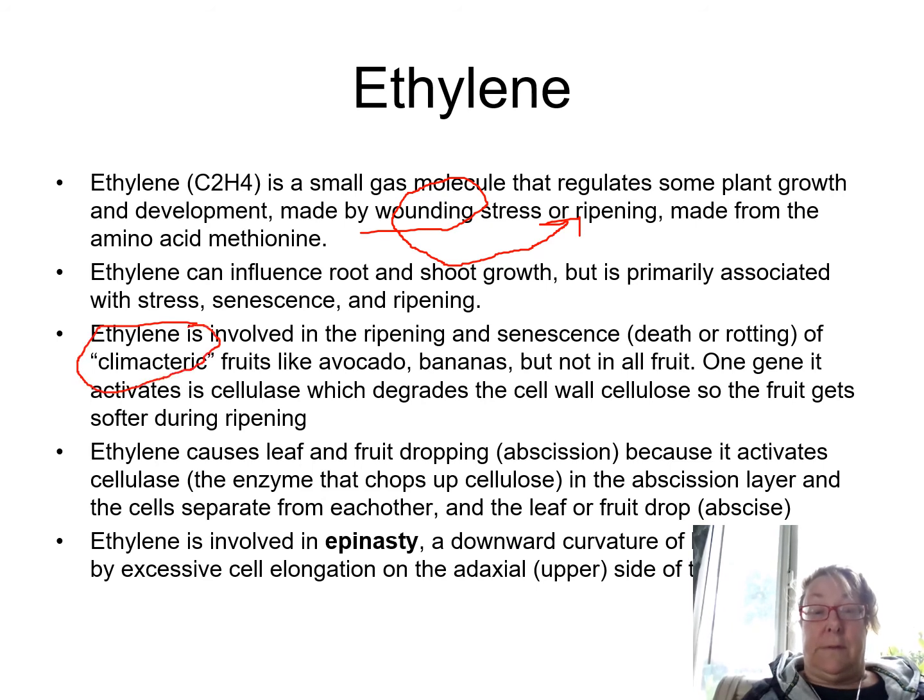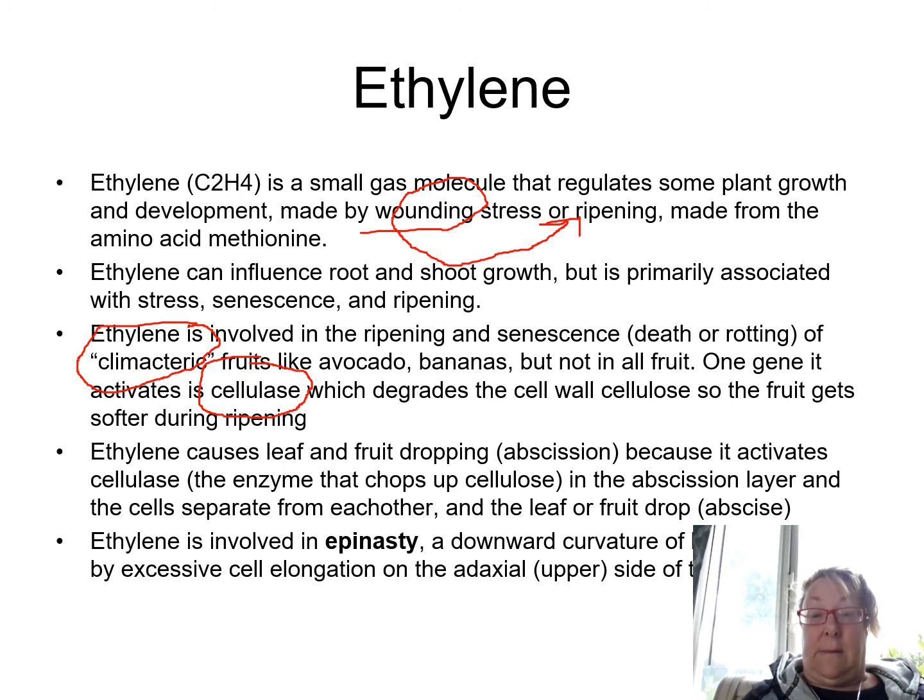Not all fruits behave under ethylene control, but ethylene, when it is active, will upregulate transcription and translation of genes like cellulase, for instance. This is degrading cellulose, softens the walls, and that's why your fruit gets softer.